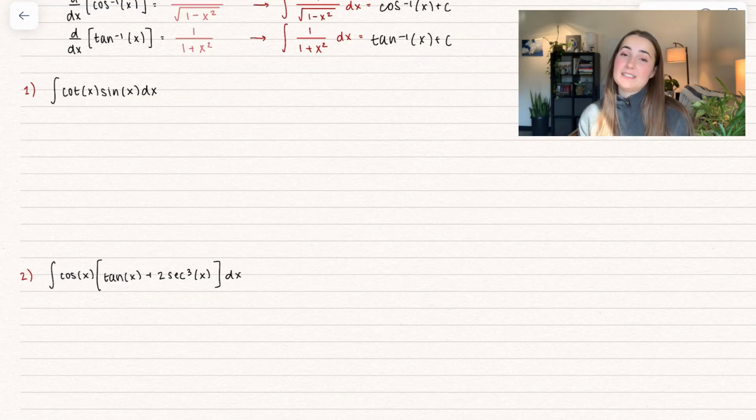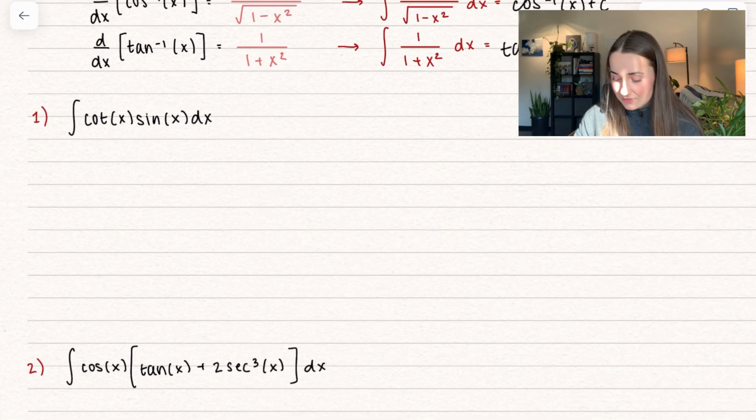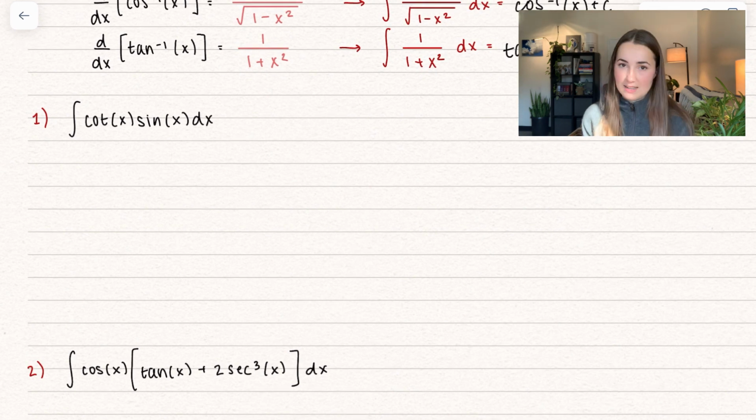So let's go into some examples here. My trick is to always convert everything into sine and cosine, because if I look at this first integral, I don't know how to take the antiderivative of a product, first of all, cotangent times sine, but I also don't know how to take the derivative of cotangent.